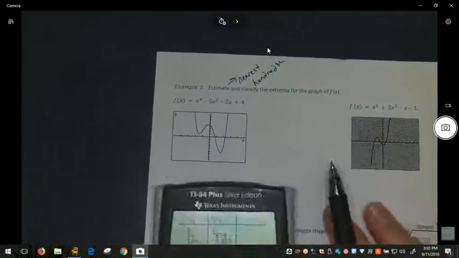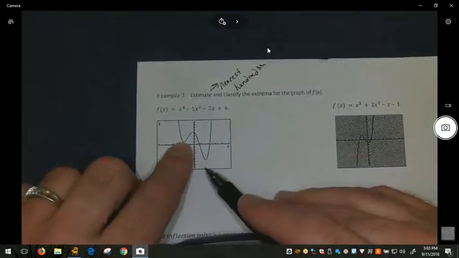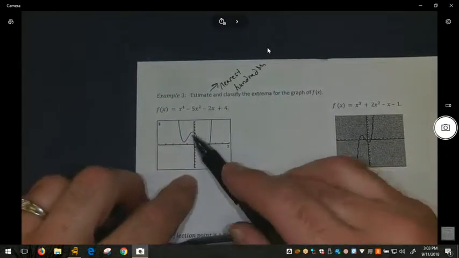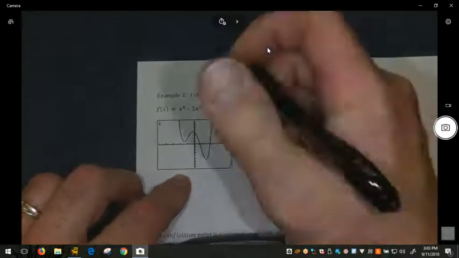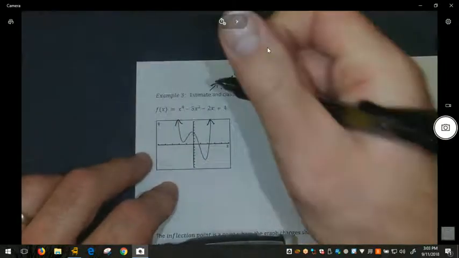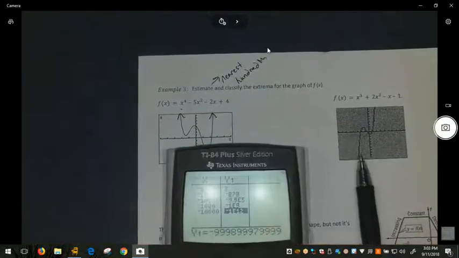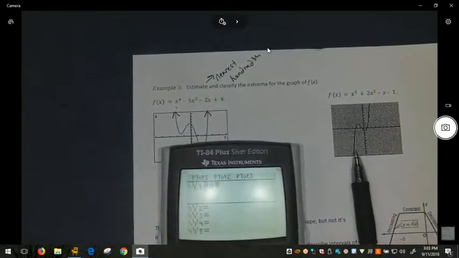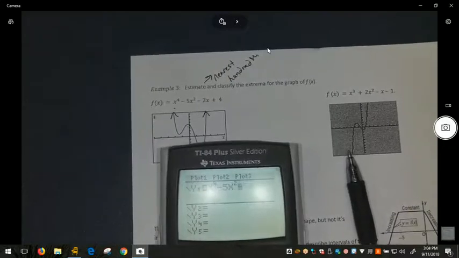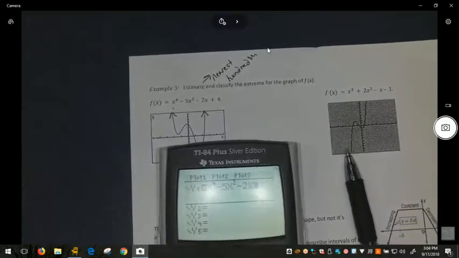So we have this function right here. We can see that it has a relative minimum and an absolute minimum, and a relative maximum. It has no absolute maximum because this graph continues up infinitely. It is a fourth degree polynomial function, a quartic function. So we're going to plug in x to the fourth minus 5x squared minus 2x plus 4.